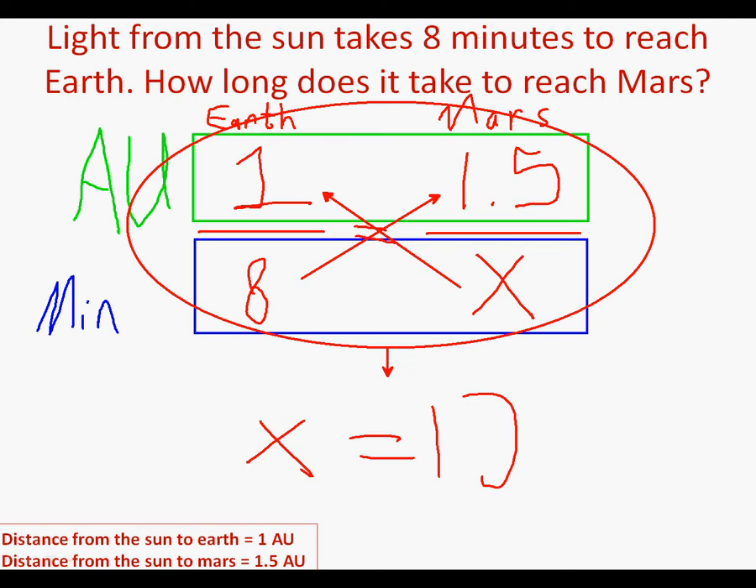Actually I should have guessed that, because 8 times 2 is 16, and if you take half the 1s, half of that would be 12. But anyway, there's a way I could have done it in my head. So this is essentially the answer in the end. It would take 12 minutes to reach. Remember, this bottom row is in minutes, so minutes for this part.